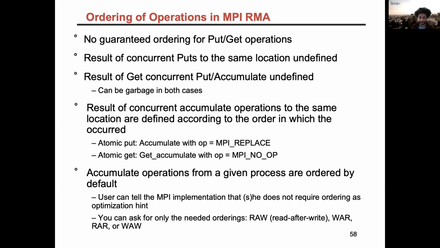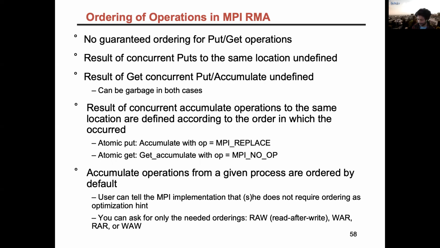If there are concurrent puts to the same location, the result is undefined, just like it would be in multi-threading, except now you're using MPI processes. If you are doing one get, which is a read, with puts and accumulates, the result is also undefined. So that's another data race you should avoid, and the result can be garbage. So without explicit synchronization, the concurrent reads and writes are mostly garbage, except for the accumulate.